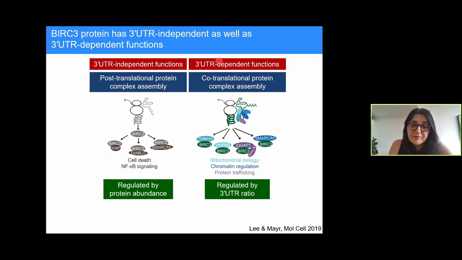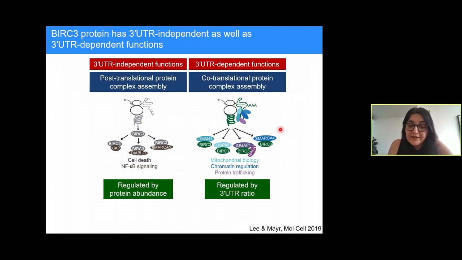In contrast, the 3'UTR dependent functions are regulated in a very different manner. They are also mediated by protein complexes, but these protein complexes are formed through 3'UTR mediated protein complex formation. And so these protein complexes actually do not primarily rely on protein abundance, but are mostly regulated by the presence of the long 3'UTR. Because we have cells that express very little of the long 3'UTR isoform, and in these cells, we actually still see these protein complexes.